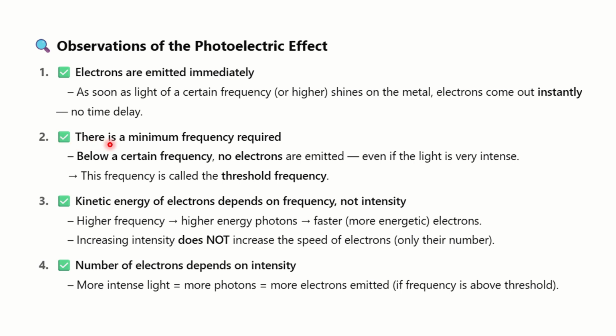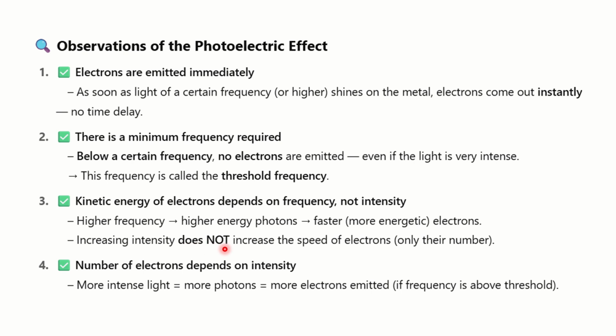Second observation is that there is a minimum frequency required. Below a certain frequency, no electrons are emitted, even if the light is very intense. This frequency is called the threshold frequency, or cut-off frequency. Third, the kinetic energy of electrons depends only on the frequency, not on the intensity of radiation. Higher the frequency, higher the energy of the photons, so more energetic electrons are emitted. That is, faster electrons will be ejected.